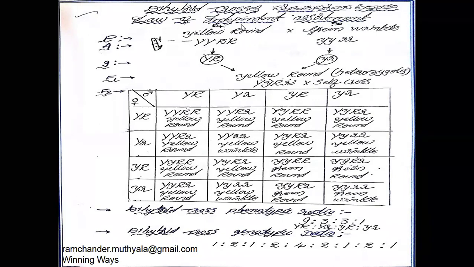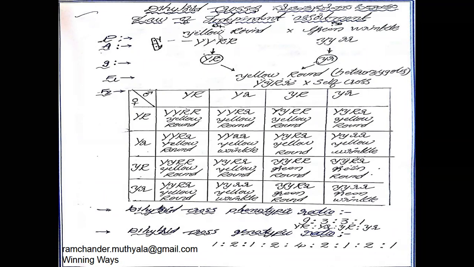The law of independent assortment is explained by two opposite characters of the pea plant. Here, the parental generation plants are homozygous, containing homozygous alleles. These are the phenotypic characters of the parental generation in the dihybrid cross.